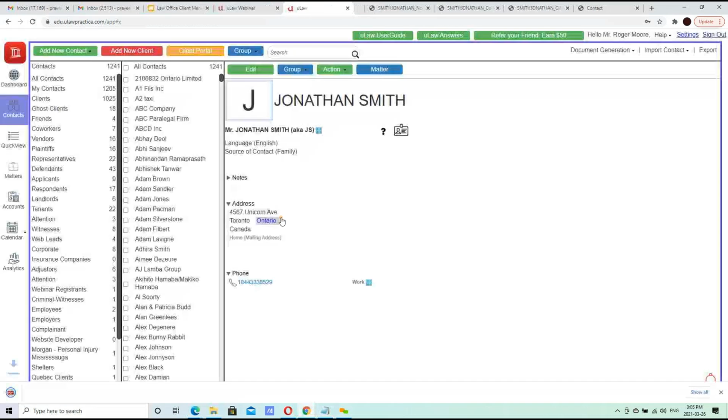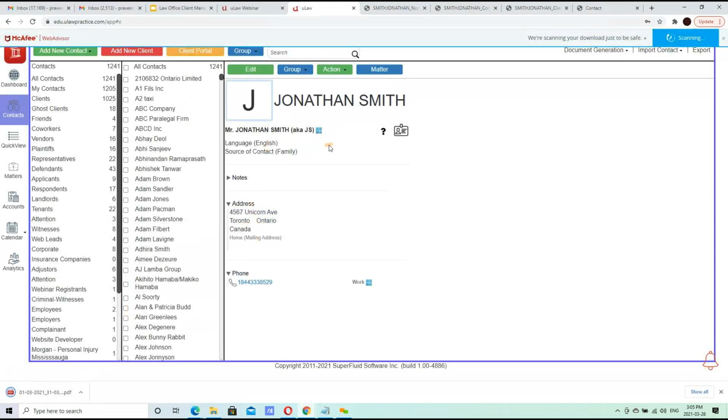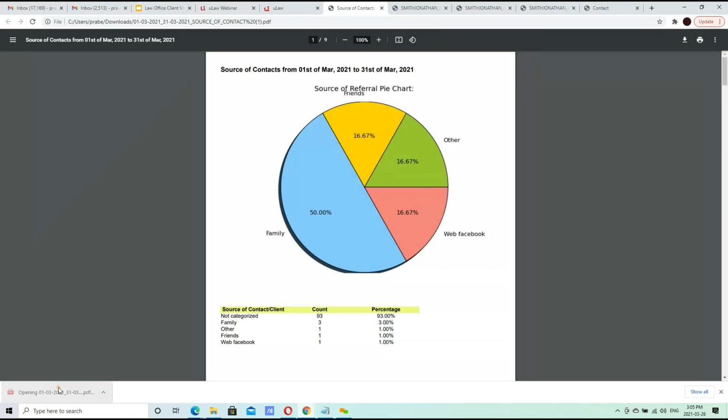This document, again, as I said, gives you a good understanding. Of course, data in, data out. The quality of this report would be purely based on the quality of you inputting that information during that client intake process. If you remember, for Jonathan Smith, we had the source of contact as family. This is just an accumulation of all of that.